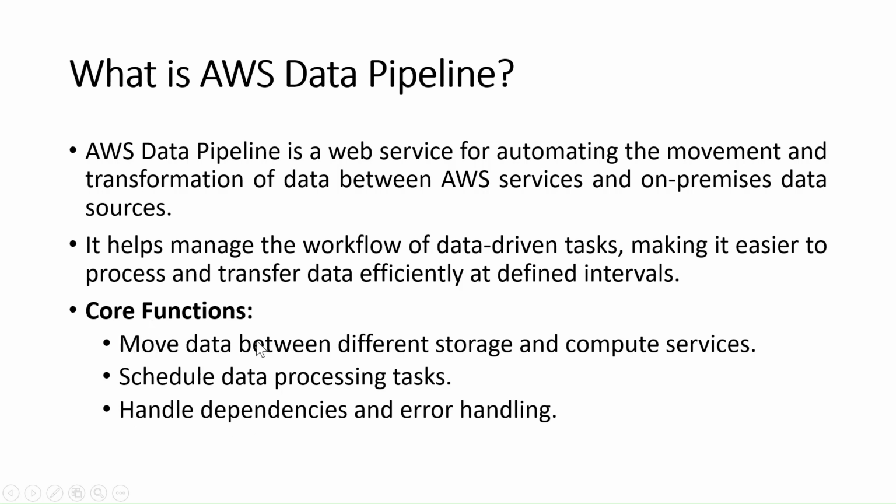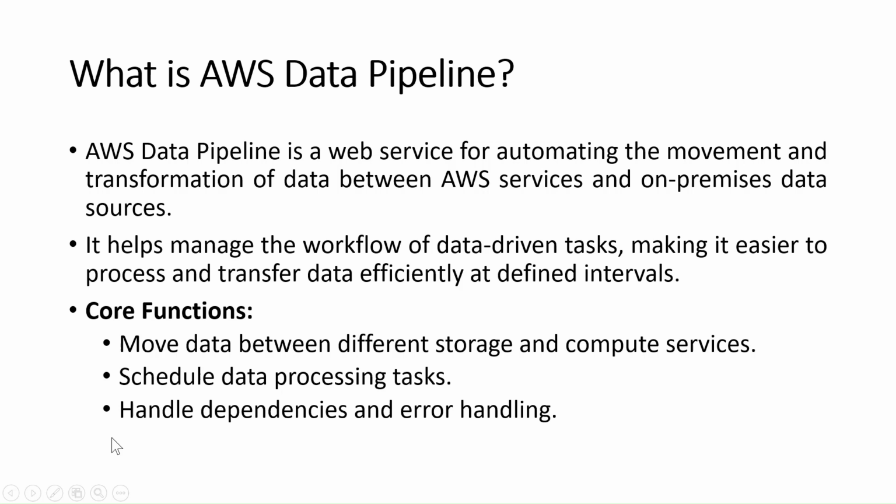What are the core functions? It helps move data between different storage and compute services and schedule data processing tasks, just like setting a timer for your copy machine. AWS Data Pipeline allows you to set a schedule for data tasks. For example, you can tell it to process your data every night at midnight or once a week. This ensures your data is always up to date without needing to remember to start the process.